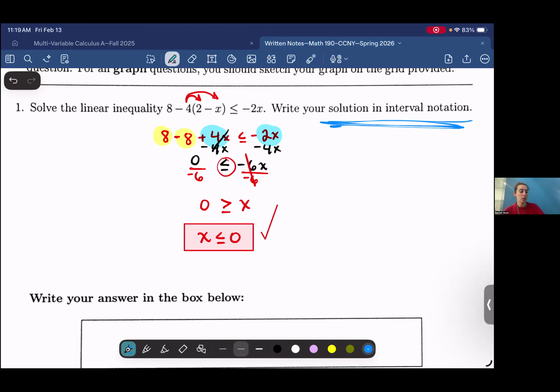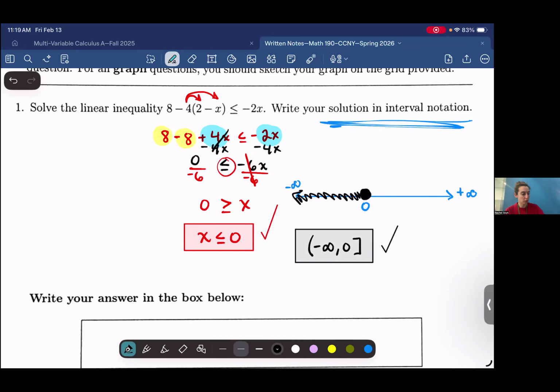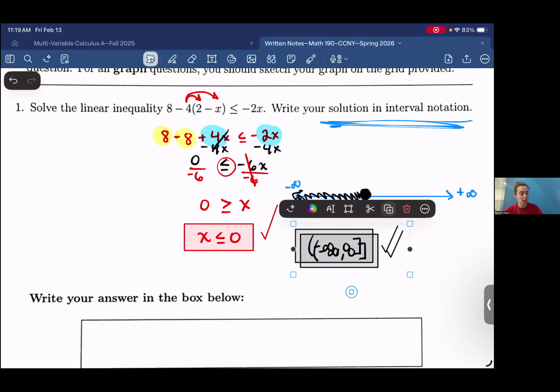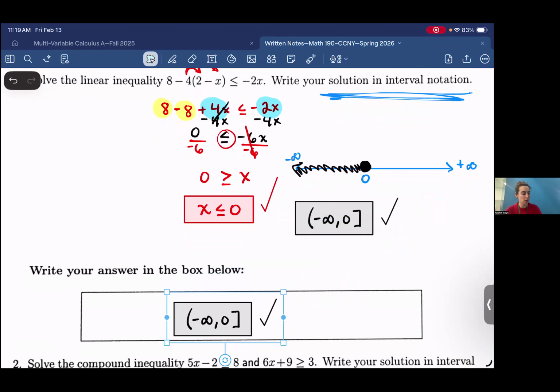interval notation. So let's very quickly graph this on a number line. Negative infinity up to positive infinity. We have our 0. We're including 0, so it's going to be a closed circle at 0. And it's all values that are less than or equal to 0, so all the negatives. Which means in interval notation, this is just negative infinity, comma 0, hard bracket because we're including 0. And that's it. That is our final result in interval notation. We're going to write that into the answer box so that we can get full credit.